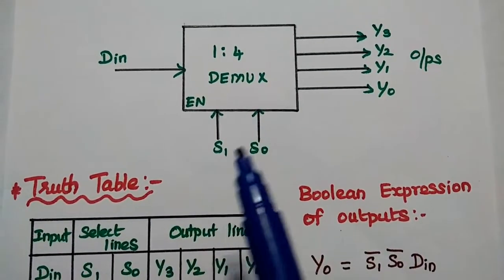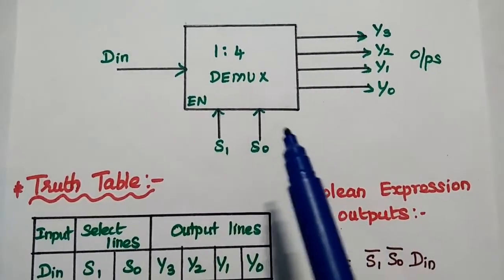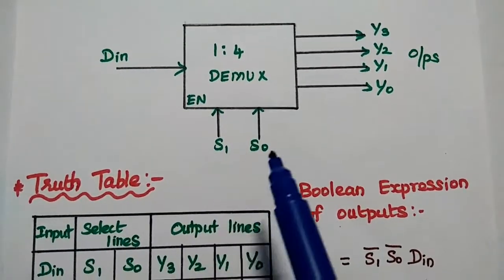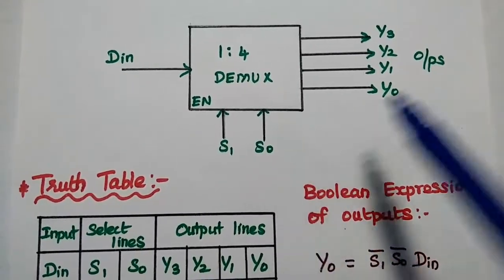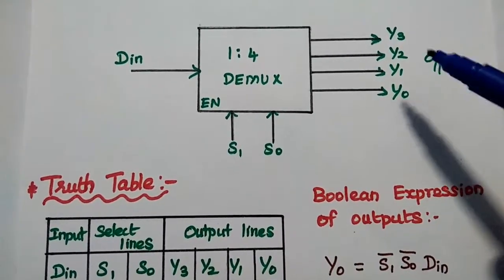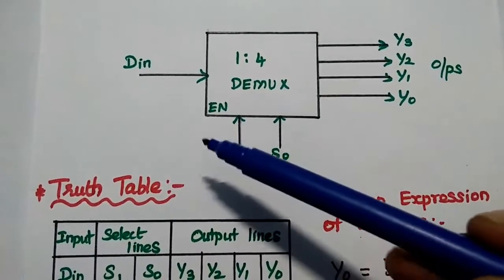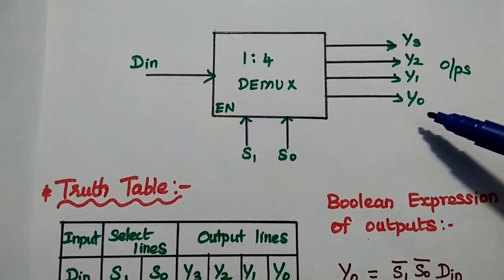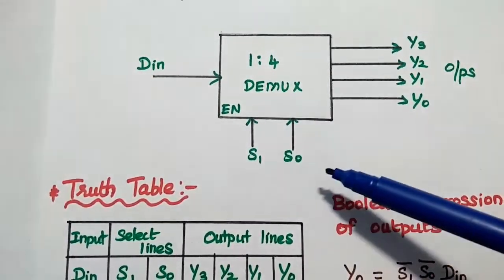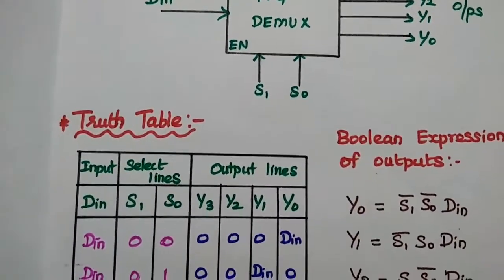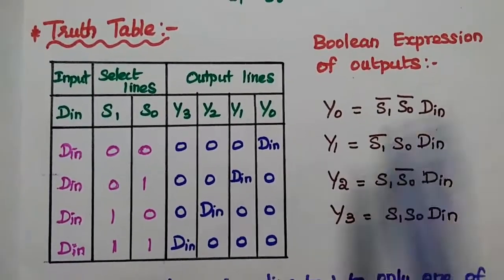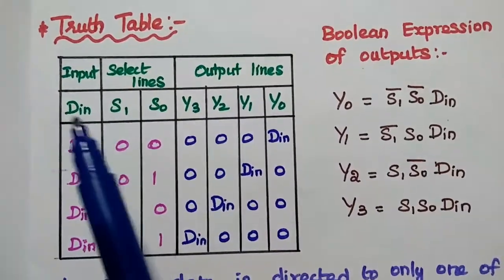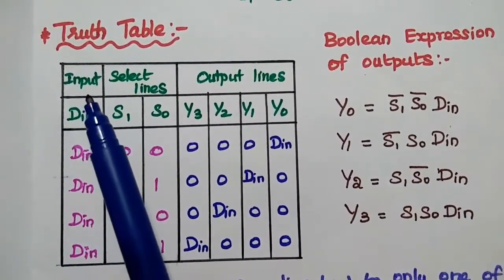So this is the logic diagram of the 1:4 DEMUX. Here we have only one input line, then 2 selection lines and 4 possible output lines. The input data is directed to only one of the 4 output lines based on these selection lines. Let's see the operation of this DEMUX using the truth table. So this is the truth table of the 1:4 demultiplexer.